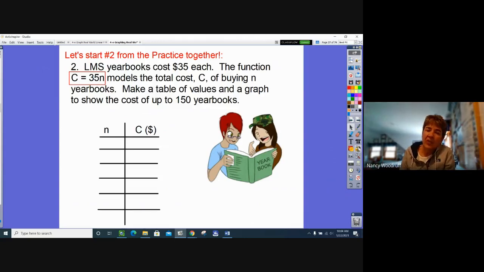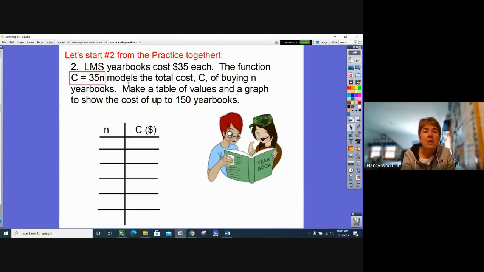LMS yearbooks cost $35 each. The function C equals 35n models the total cost. C is the total cost, and n is the number of yearbooks. Okay, so we defined our variables. They gave us a rule, and they told us that C is going to be the total cost, and n is going to be the number of yearbooks. So if you were to put 1 in, you'd have $35. If you were to put 10 in, it would be $350 total.